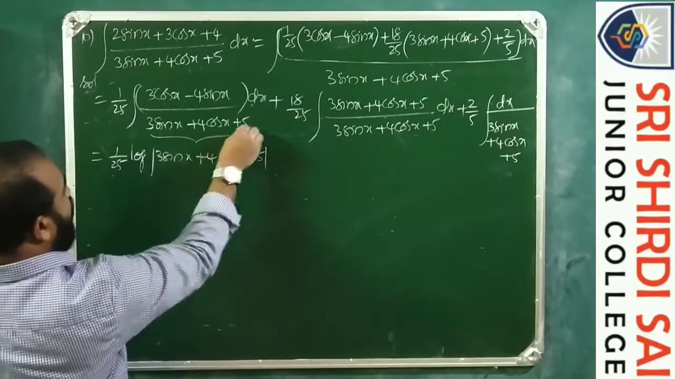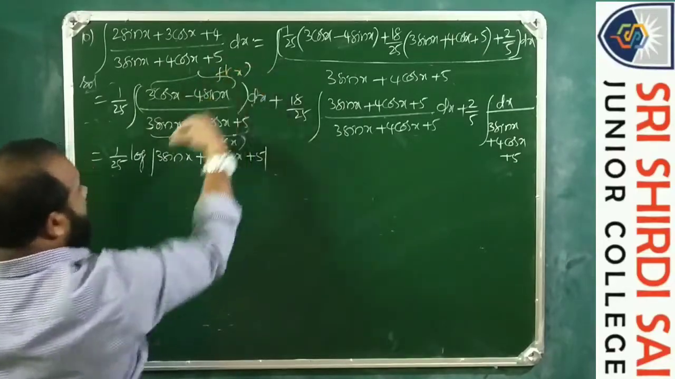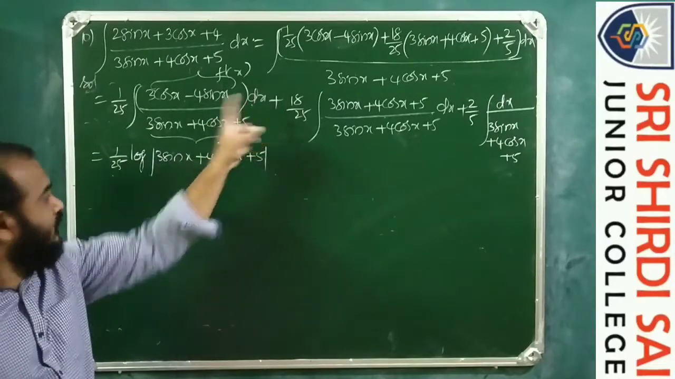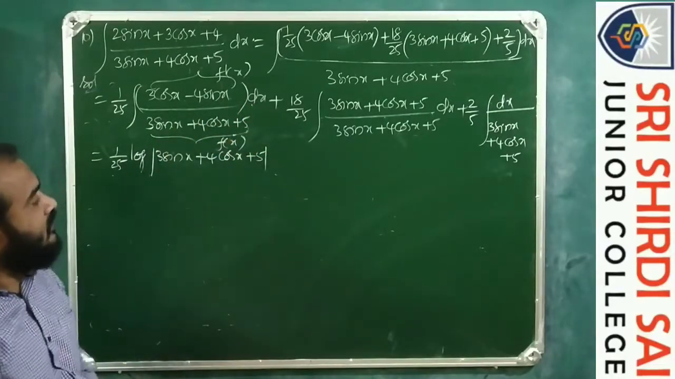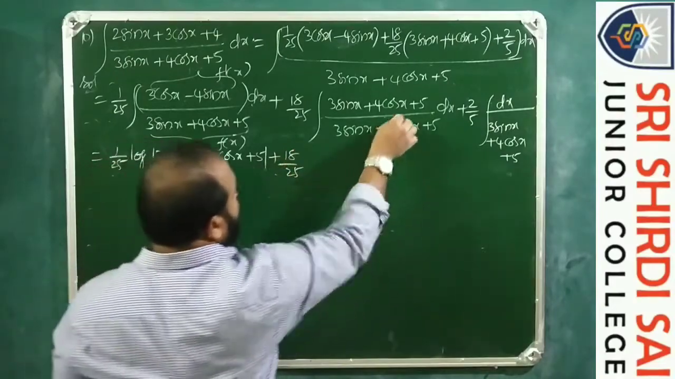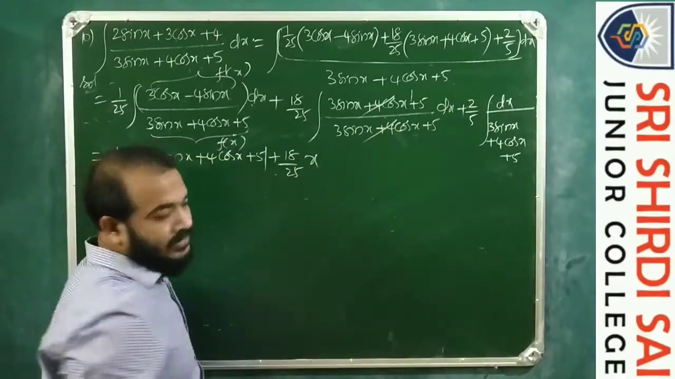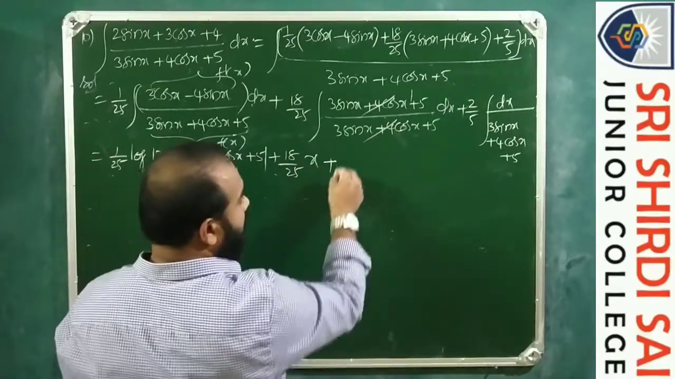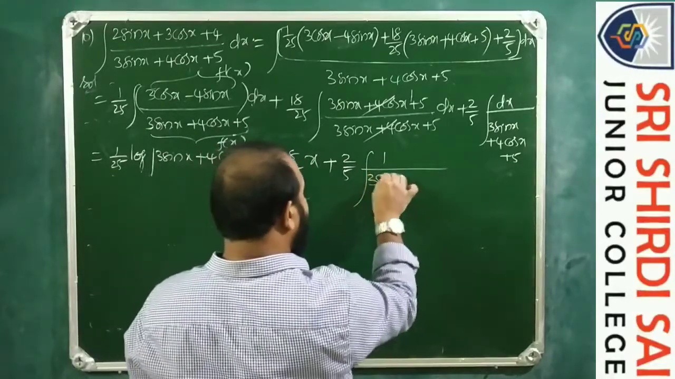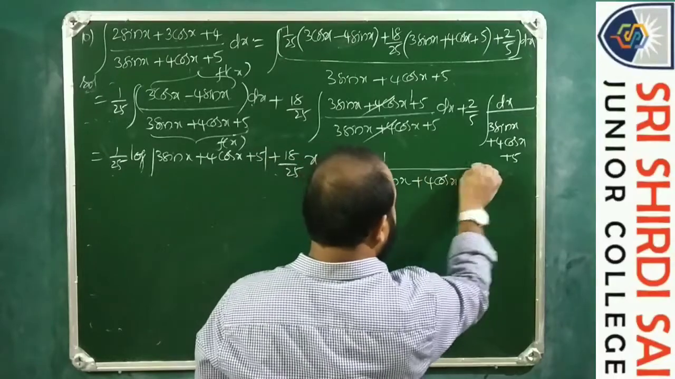Since this is f of x and this is f dash x, we have the result integral f dash x by f of x dx is log mod f of x, plus 18 by 25. These two get cancelled. Integral 1 dx is x, plus 2 by 5 integral 1 by 3 sin x plus 4 cos x plus 5 dx.